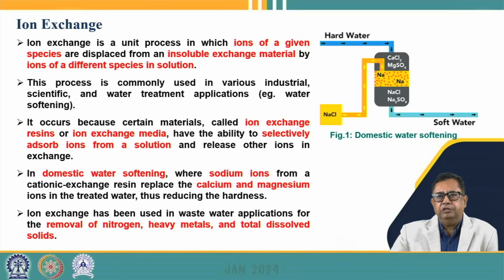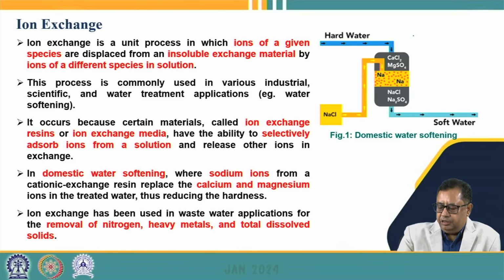So the ions that are present in water or wastewater are exchanged by the ions which are present on the resins, which is again an insoluble exchange material. And so it happens that the water or the wastewater is free from the targeted ions that we want to remove. For example, you can see here that the hard water is made to come in contact with the resins, or the ion exchange material, which are present.